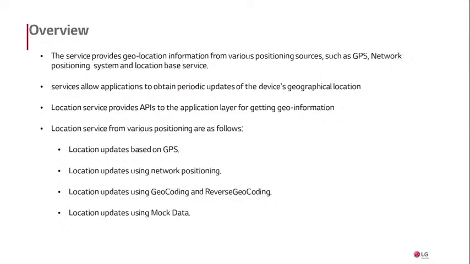So the geo information is basically all kinds of geographical data of a user or a device in a different mechanism way. The location service provides APIs to the application layer for getting the geo information. Basically, applications can access the location service through the Luna service APIs.